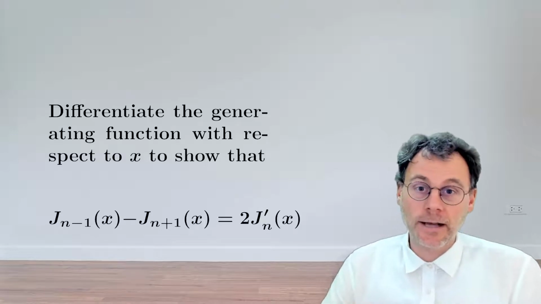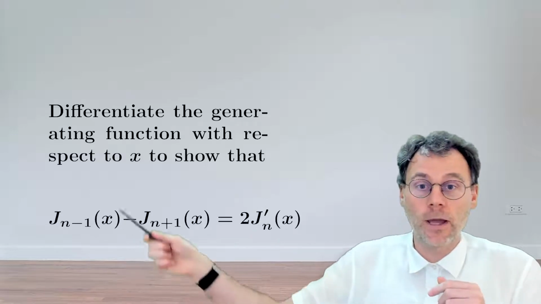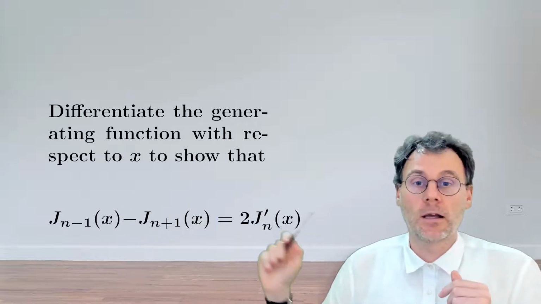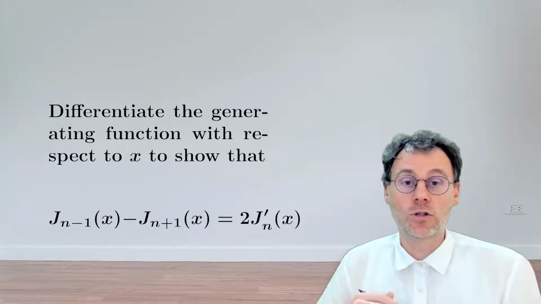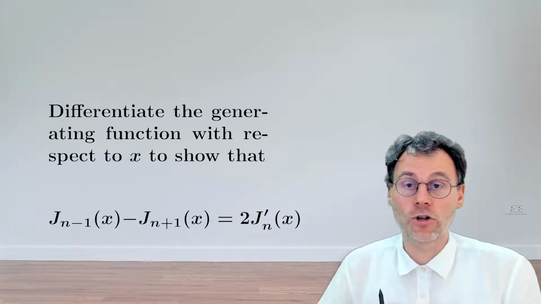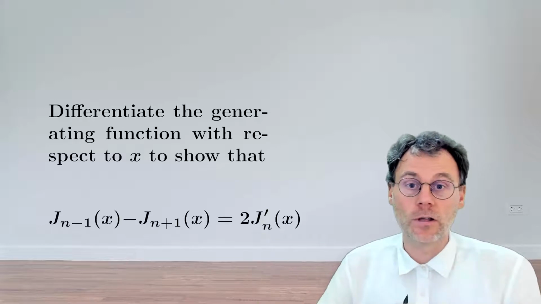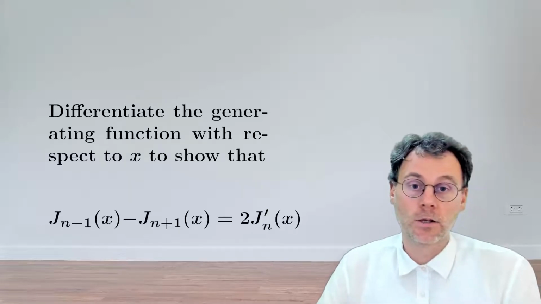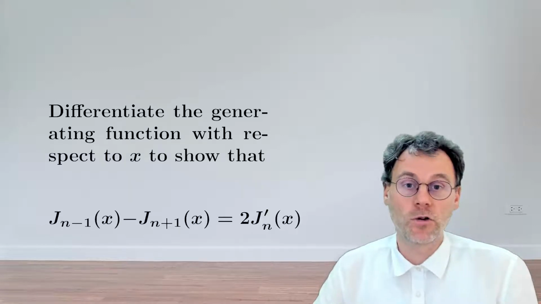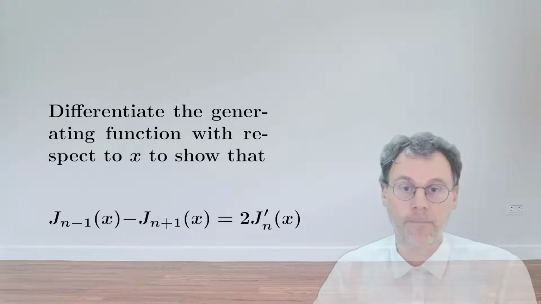In this exercise, we're asked to prove the following recurrence relationship. And the hint you get here is to start from the definition of the generating function and then take the partial derivative with respect to x. So as usual, pause the video here and start cracking.